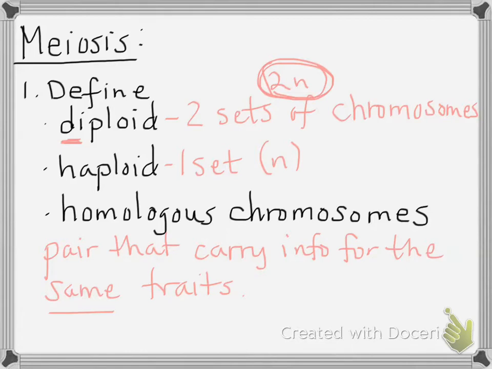Whereas haploid means 1 set of chromosomes. And I'm just again circling the term that means haploid. Hey guys, if you had to pick between diploid and haploid, what do you think most of your cells are? Diploid. Tell me cells in your body that are haploid. 23. Yeah, they have 23 chromosomes. Where are they? Oh, sex cells.